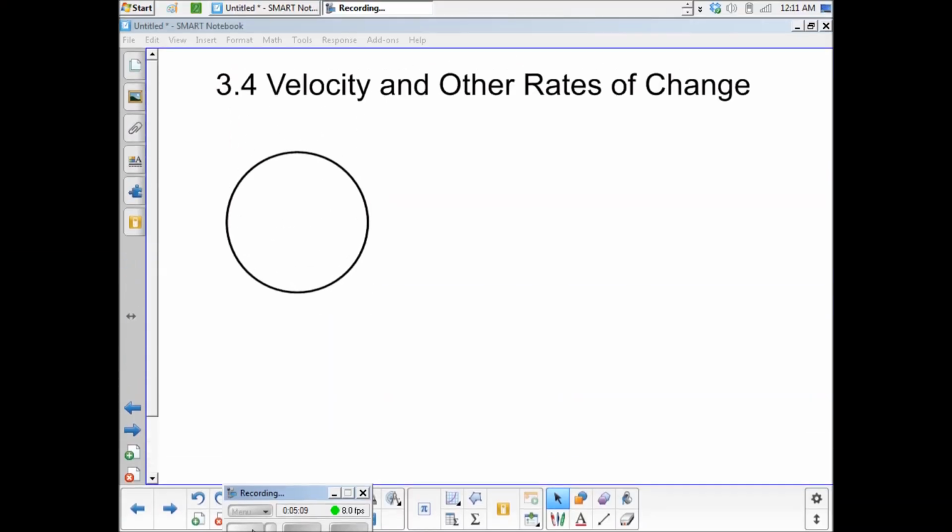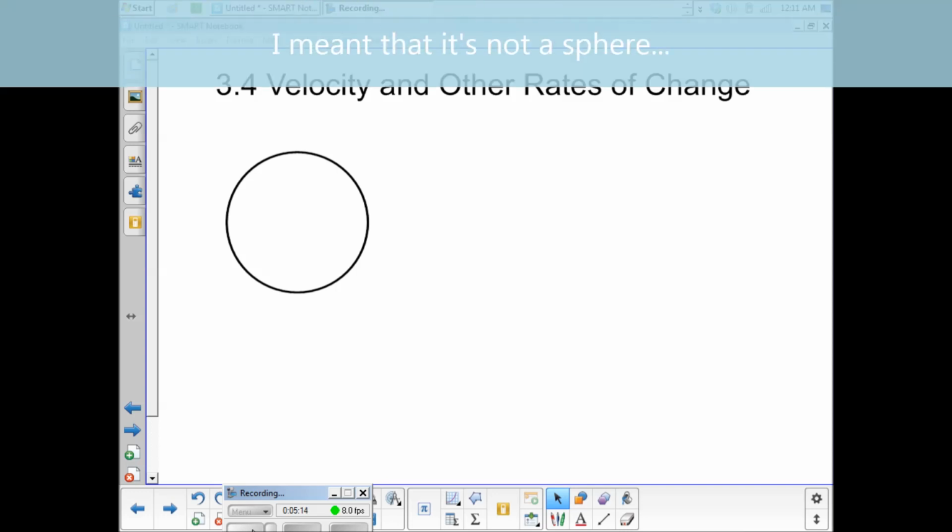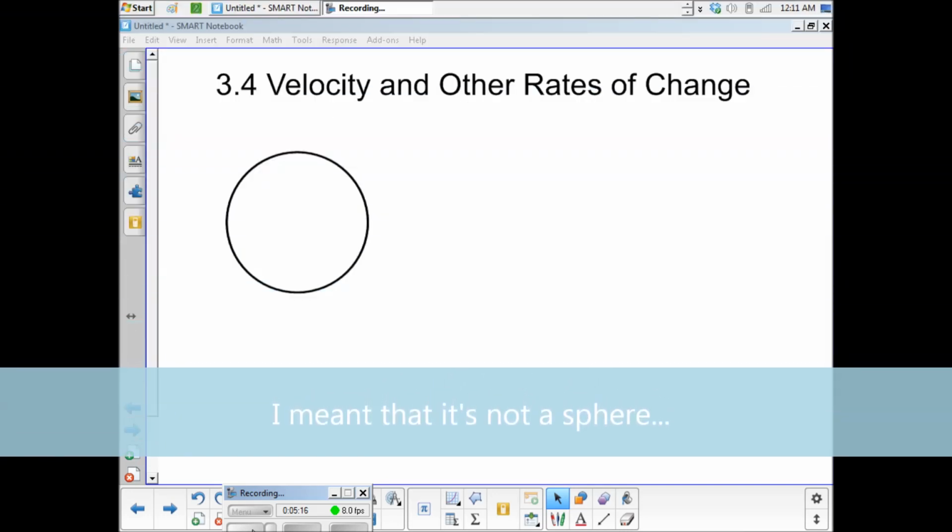Okay, now if we bring this down to the second dimension and just draw a circle, so this is not a cube, we can talk about how area changes.